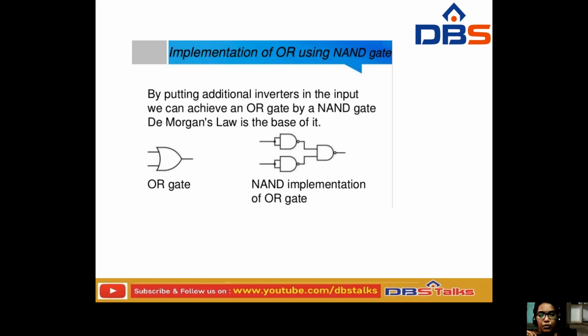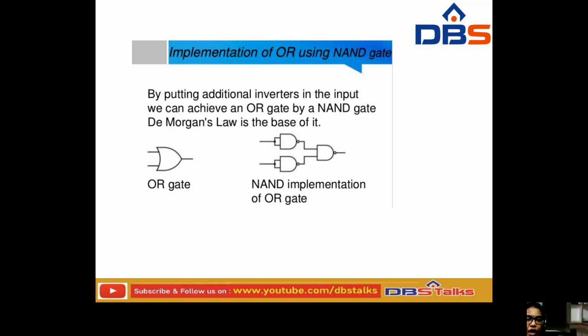Why? Because from the basis of De Morgan's law itself, we know how we are going to implement this particular OR gate using the NAND gate. See here, you are having two NAND gates. For that, by putting the additional inverters at the input, this is the inverter symbol.